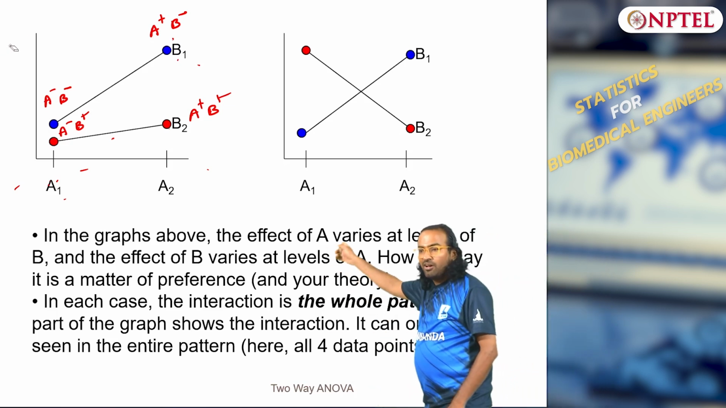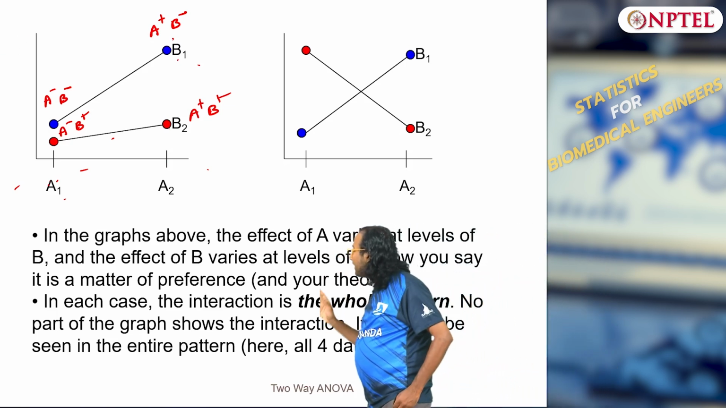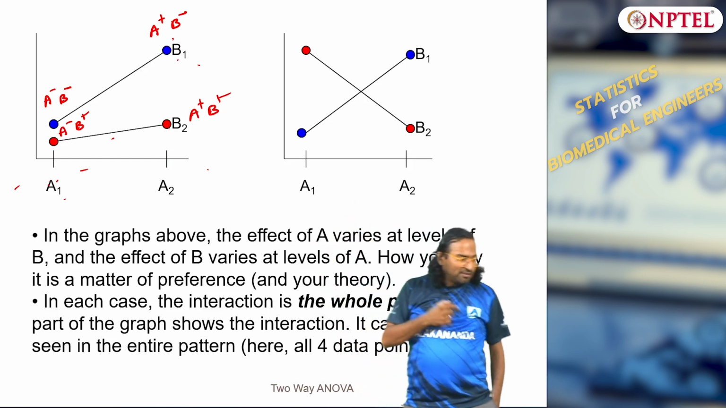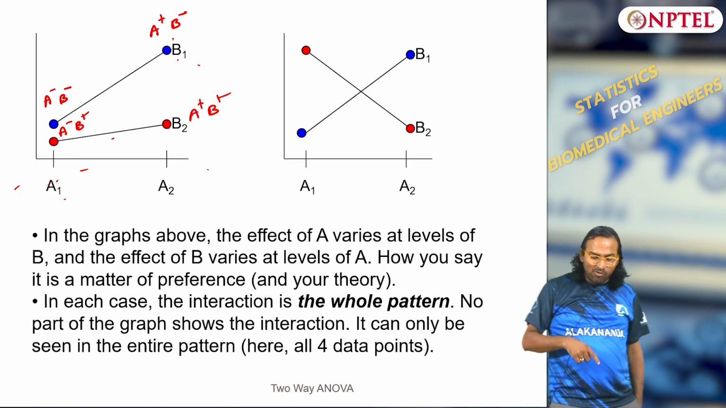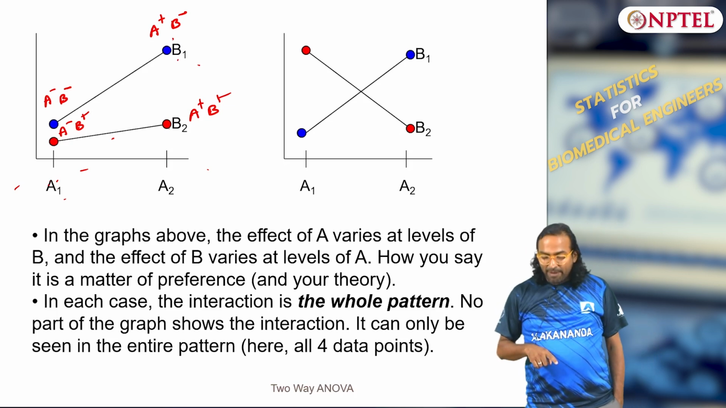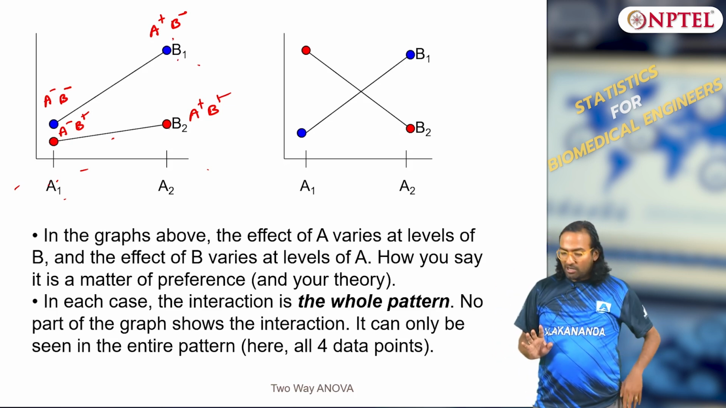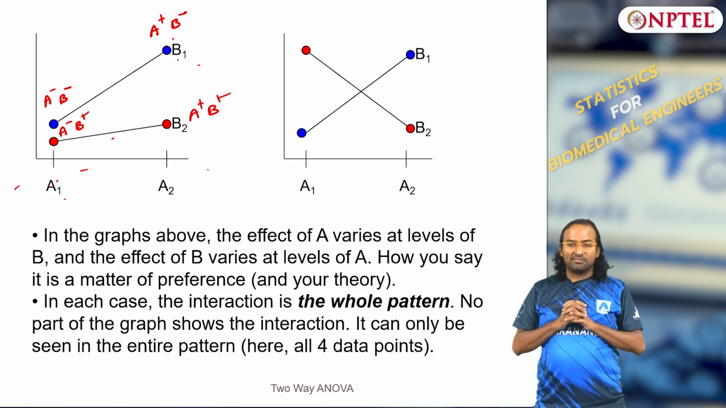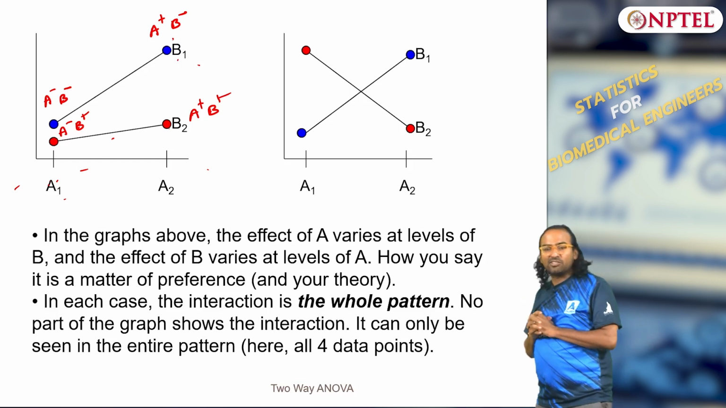Is everybody clear about the 4 data points? A negative, B negative; A positive, B negative; and what is the second one? A negative, B positive; A positive, B positive. Now, look at this, is there an interaction is the question. Just look at this data and tell me, is there an interaction or not?